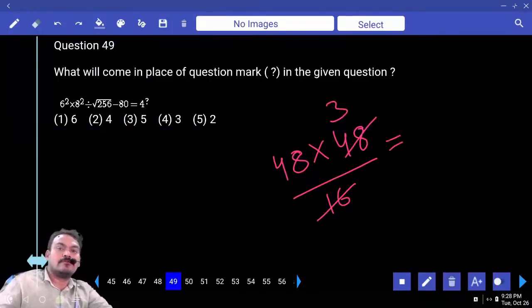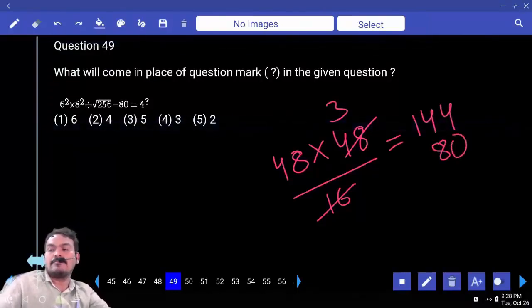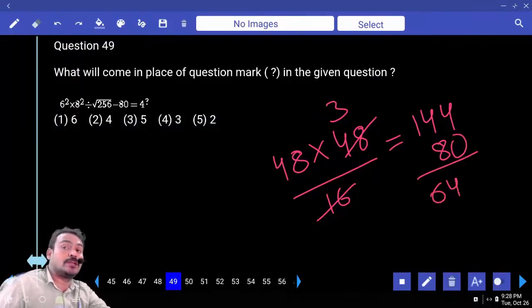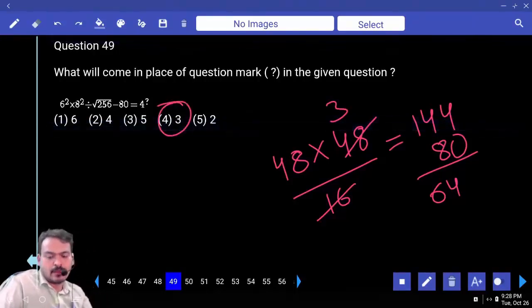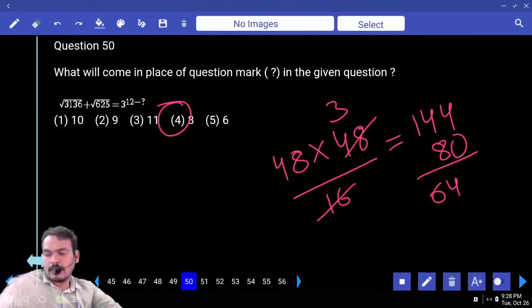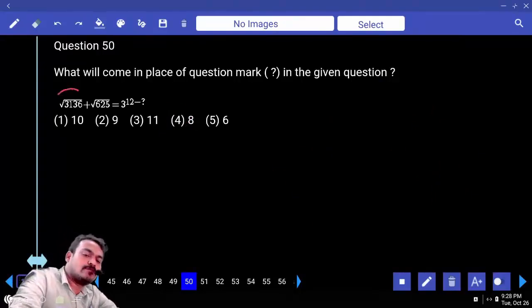48 3 times is 144. In that, how much value is subtracted? 80. What is the remaining value? 64. 64 means which one cube? 4 cube. Then something value is equal to 3, or not? What are the left hand side values? Under root of 3136 plus under root of 625. What is the under root of 3136?